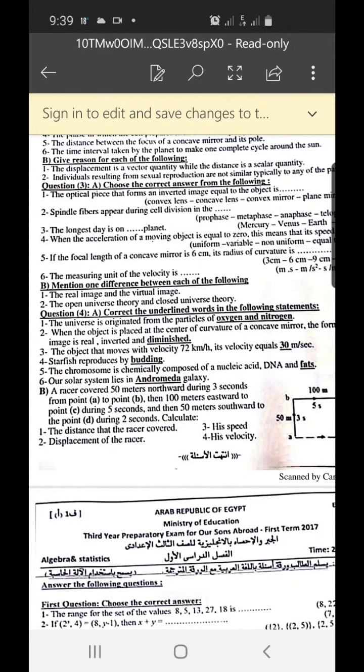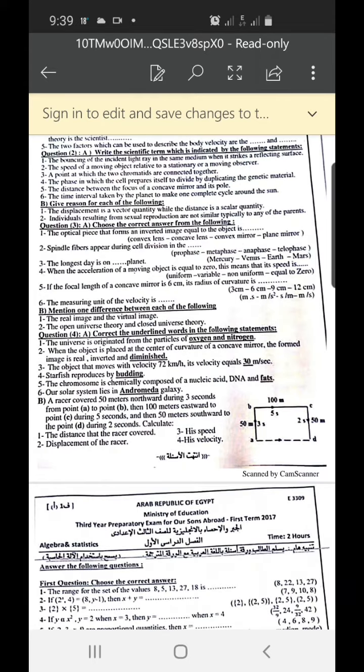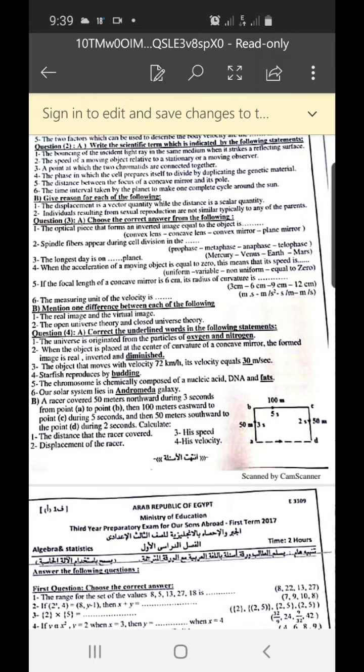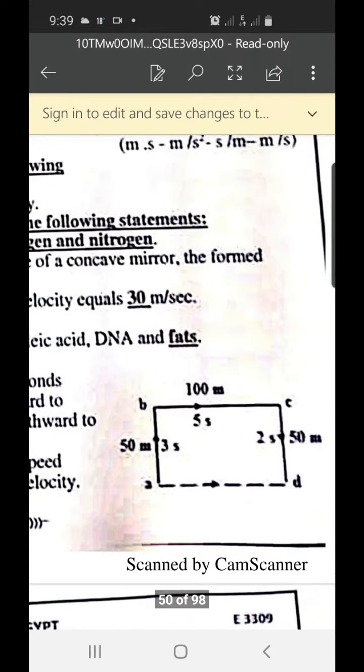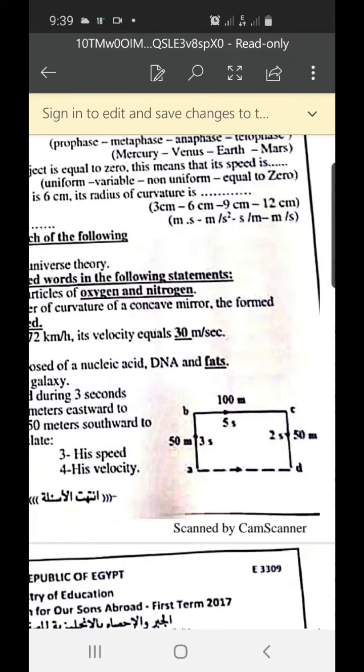B, a racer covered 50 meters northward during 3 seconds from point A to point B, then 100 meters eastward to point C during 5 seconds, then 50 meters southward to the point D during 2 seconds. Calculate the distance that the racer covered. The total distance: we sum 50 plus 100 plus 50. The answer will be 200 meters.